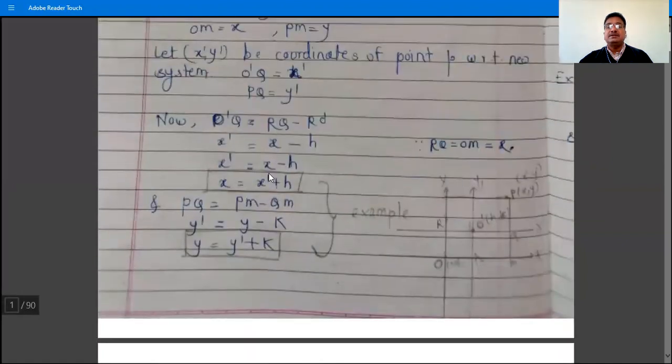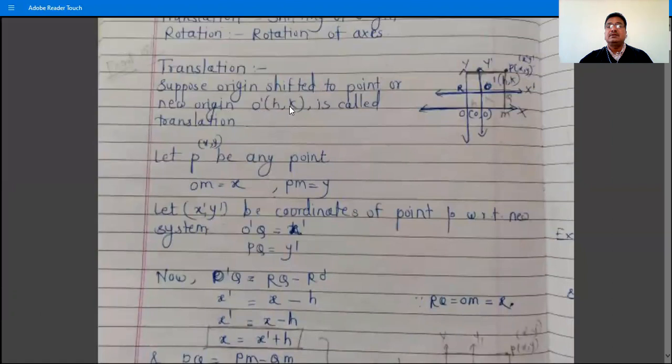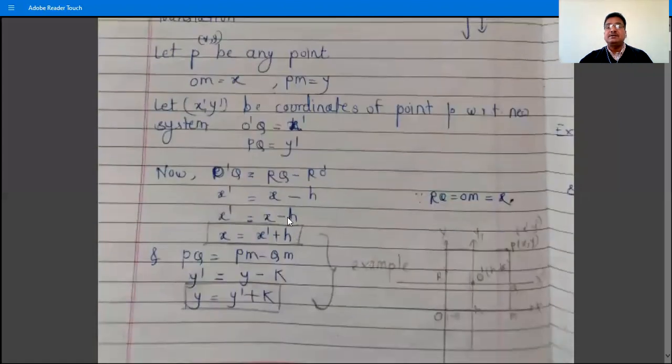And therefore X' is X minus H, and therefore X is X' plus H. Suppose this distance is H and this distance is K. The coordinate of O' is (H, K), and that's why this perpendicular distance from O is K, and this distance from O up to this point is H, meaning RO' is H. So X is equal to X' plus H.